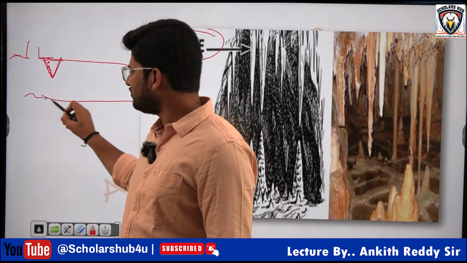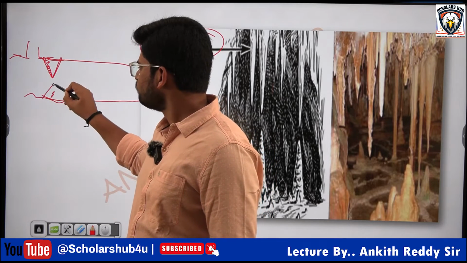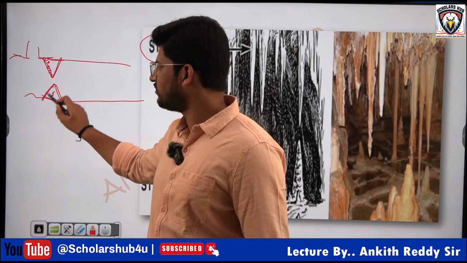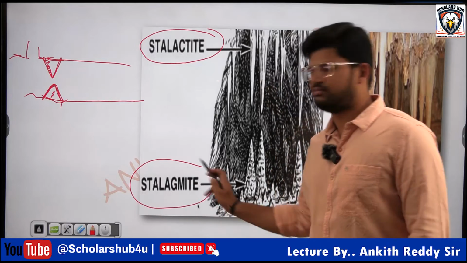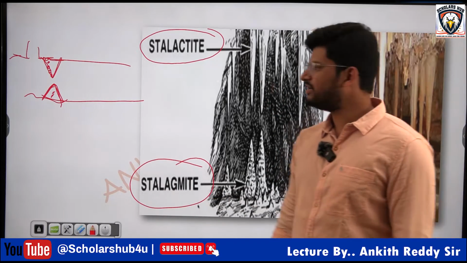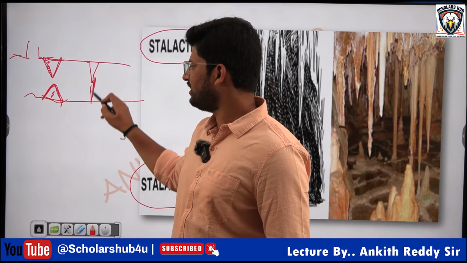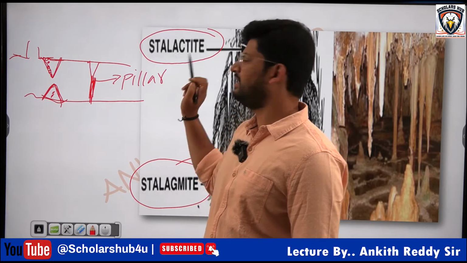The same water droplets also fall on the ground, and from the ground part of the cave another structure is formed. This is called a stalagmite, and over a period of time this stalactite and stalagmite may meet and form into pillars.